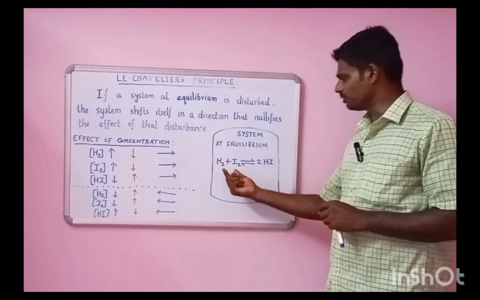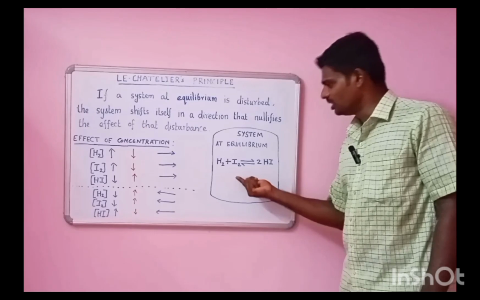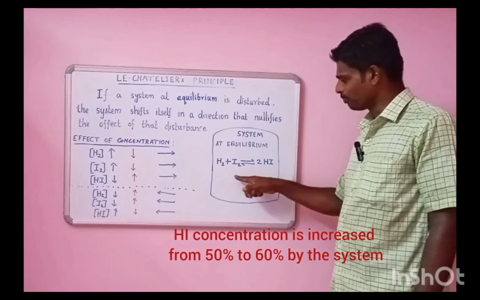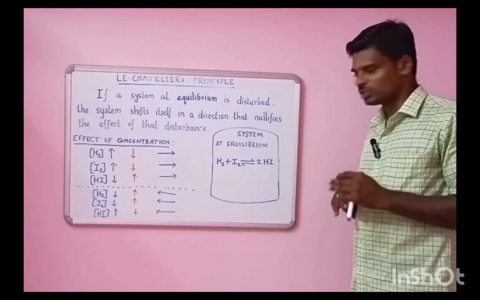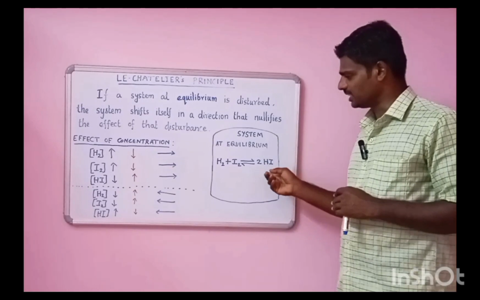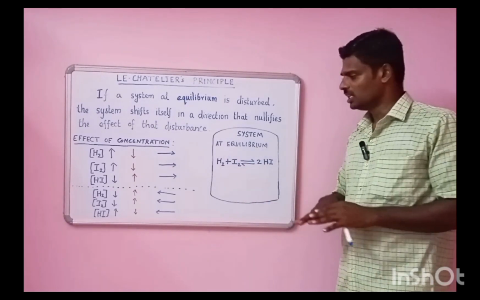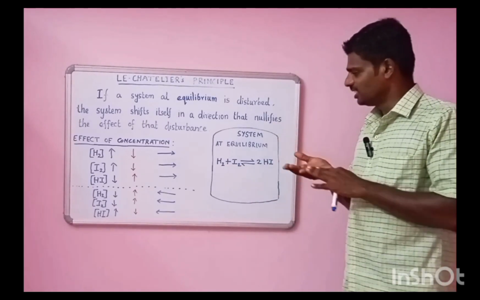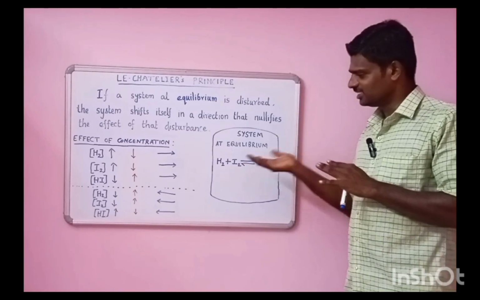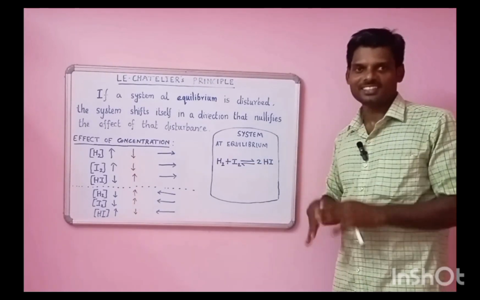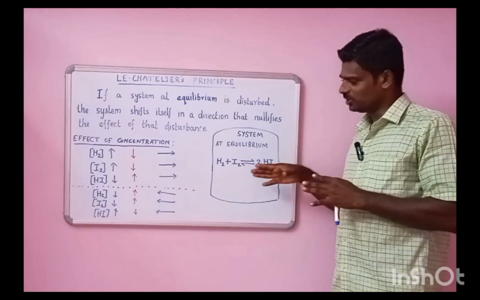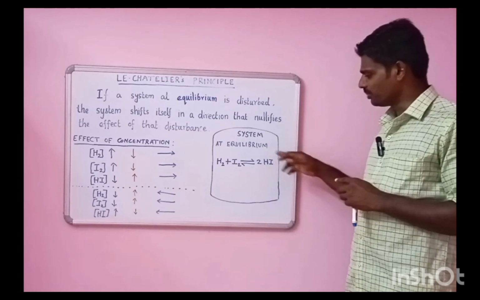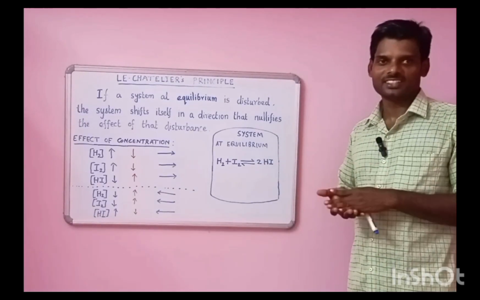In which way will it be consumed? Hydrogen plus iodine react to form more hydrogen iodide. If the system favors the forward reaction, then the hydrogen concentration will be brought back to the original position. So if we increase the hydrogen concentration, the system will try to decrease it, and to do so it favors the forward reaction, the formation of more hydrogen iodide.